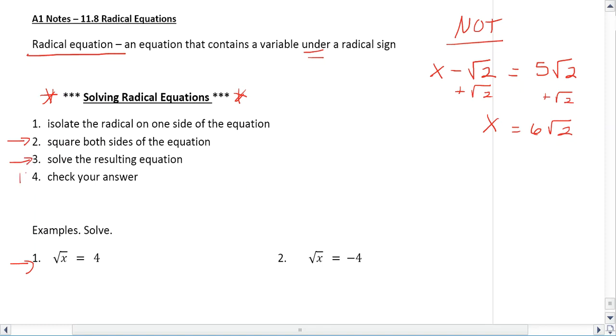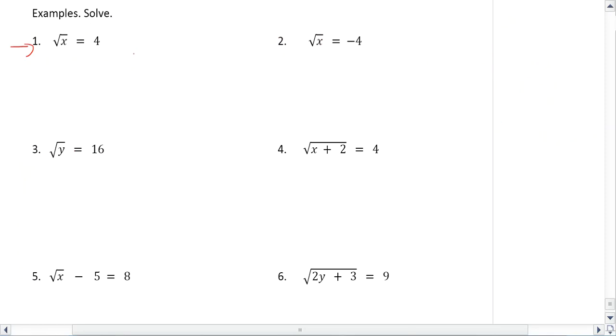And this one is very important: check your answers. In radical equations, sometimes our algebra is perfect and we do all the work perfectly. We get an answer, but when we put it back in, it's a garbage answer and it doesn't work. And that's because of the negatives involved. We have to be careful when we're taking the square root of something. You can't get a negative answer. So you really do truly need to check your answers on these. So keeping those steps in mind, let's do a few examples.